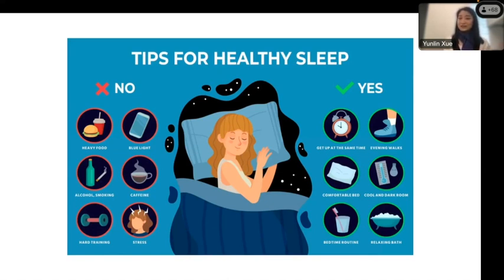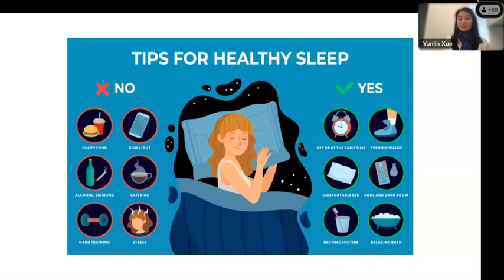So the things to not do are things like eating heavy food, drinking alcohol or smoking before bed, training really hard before bed. The blue light on your phone, especially when it's really close to your face, can actually reduce the melatonin, which is the sort of sleepiness hormone in your brain, and keep you awake. Drinking caffeine, and of course, stress and anxiety.